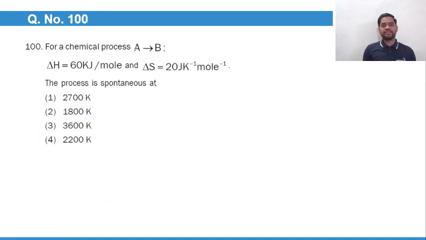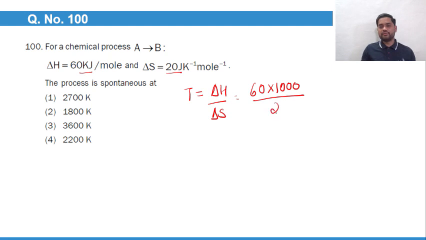100. For a chemical reaction A to B, delta H is this and delta S is this. Spontaneous. We know that at equilibrium the reactions are spontaneous and delta G is equal to 0. So that will give you delta H by delta S. So that is 60 into 1000 whole divided by 20, and this is 3. So it is 3000 Kelvin.